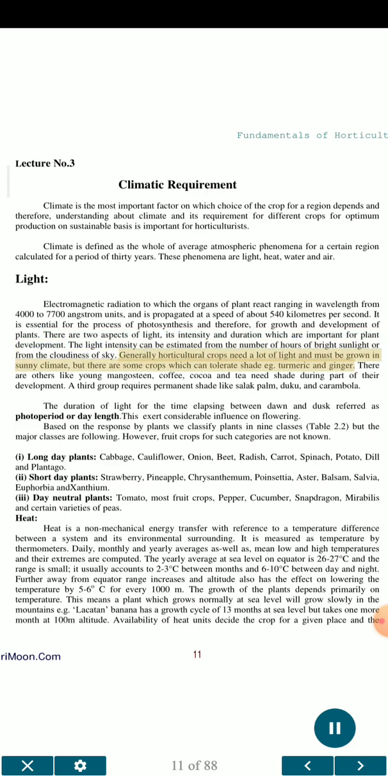Generally, horticultural crops need a lot of light and must be grown in a sunny climate, but there are some crops which can tolerate shade, e.g. turmeric and ginger. There are others like young mangosteen, coffee, cocoa and tea that need shade during part of their development. A third group requires permanent shade, like salad palm, duku and carambola.